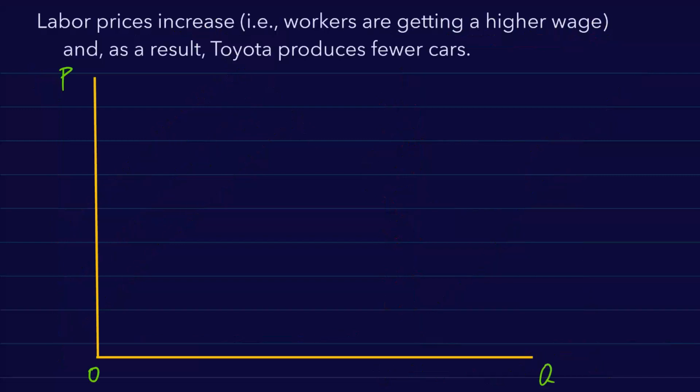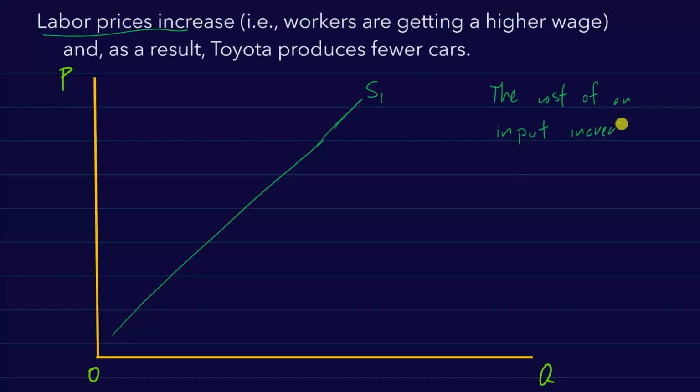All right, so here we have labor prices increase. That is to say, workers are getting a higher wage, and as a result, Toyota produces fewer cars. Okay, so labor is an input. So here we have the cost of an input increasing, which means that supply will decrease.